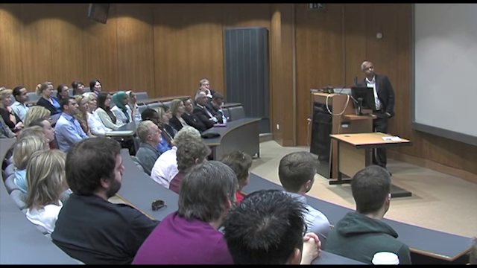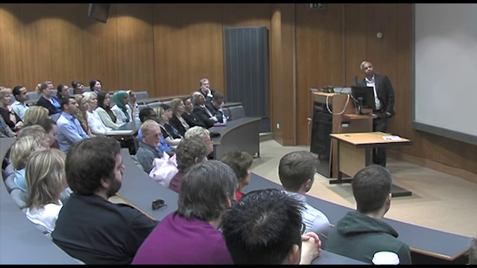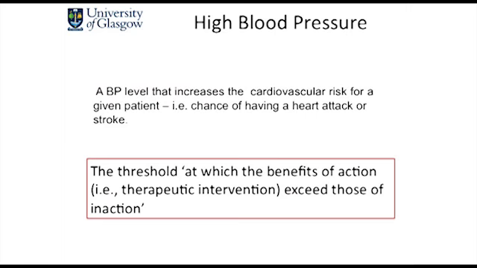So the question is, if you want to treat blood pressure, you need to have a threshold. You need to define a level at which you would say that that is dangerous. And it was very difficult to define that threshold. Is it a blood pressure level that increases cardiovascular risk? This is the definition by Rose, who said that's a threshold at which the benefits of action should exceed those of inaction. So again, a bit woolly. There's no defined criteria, but it depends on your personal view. And obviously, what's lacking here is evidence. You needed hard evidence that at a particular level, risk increases.